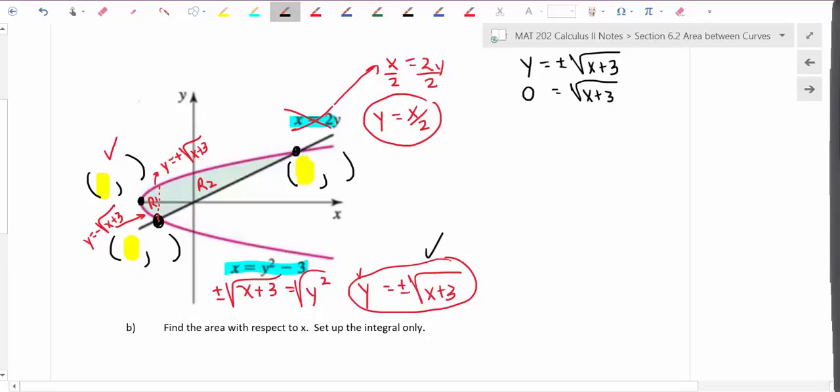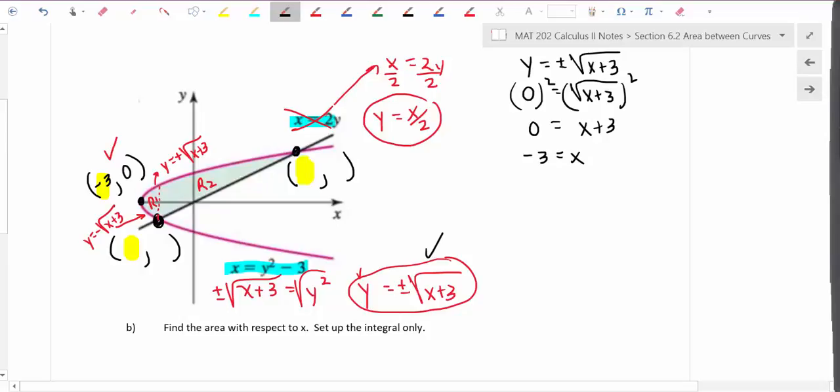Okay, so I just do this. I can solve this equation in my head. If I square both sides, I get 0 equals x plus 3. And if you solve that equation, you get x equals negative 3. So that x value is going to be negative 3. That's the vertex on that one.